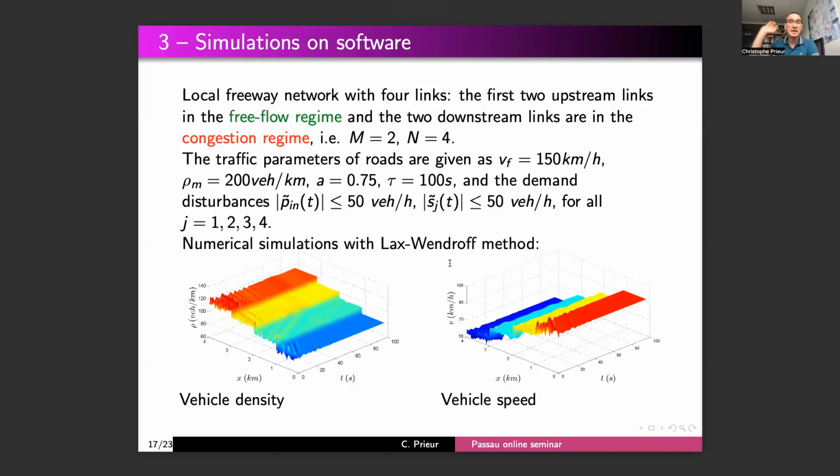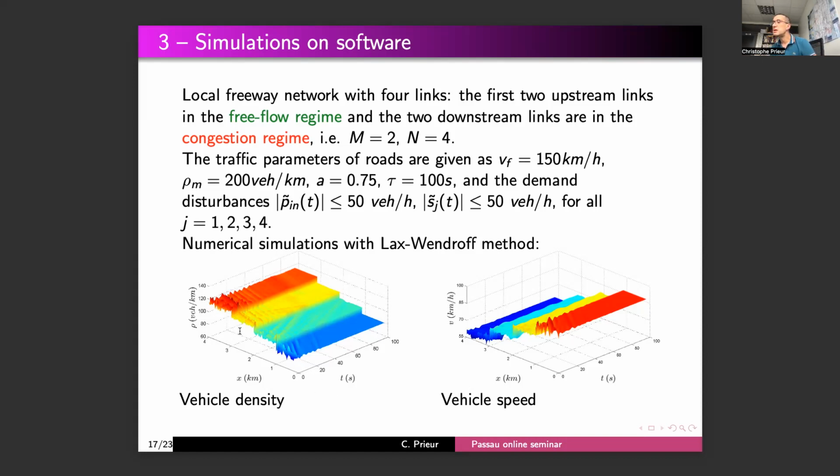So here it is just an academic example, and then afterwards you will see a more challenging example. This is an academic example of segments of a freeway. We have four segments, I'm sorry, I made a mistake. There are four segments, and the first two are in the free mode, and the last two are in congestion regime. And here you can see the velocity density, and here it is the time.